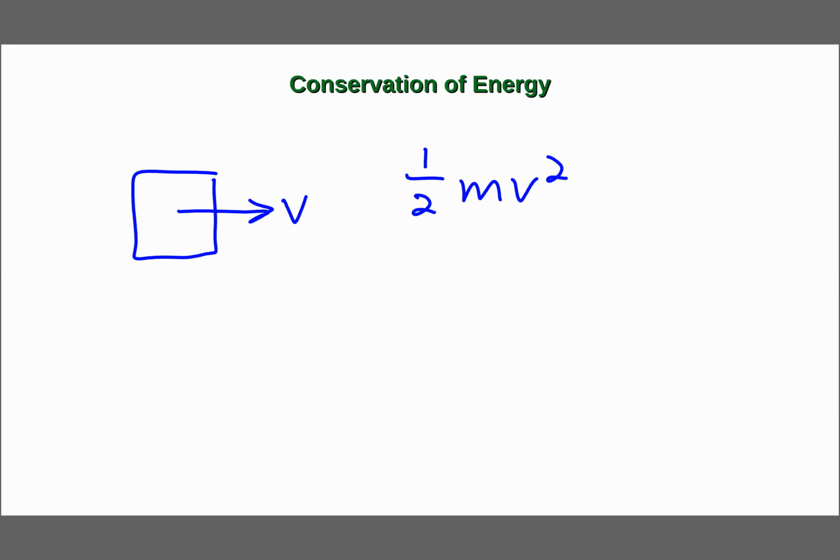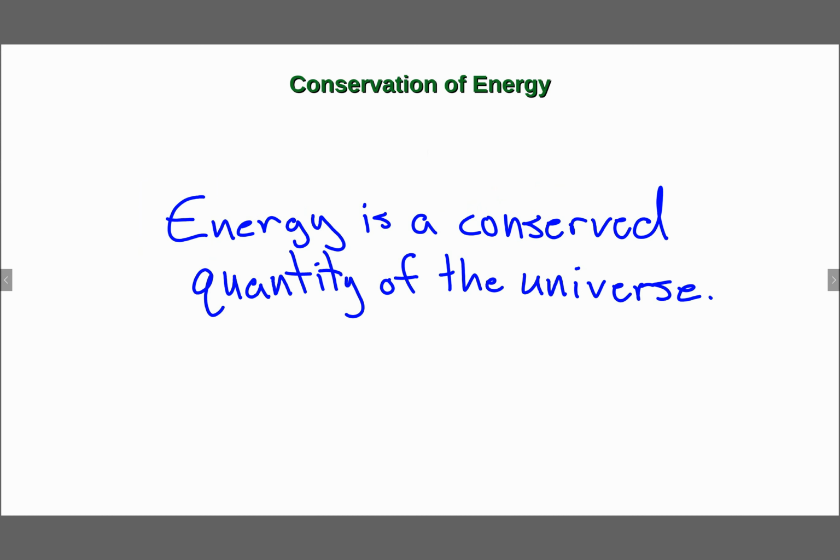But let me spoil the ending here a little bit, and I want to do this at the beginning and return to it at the end, because this is the single most important point of this section of class material. Energy is a conserved quantity of the universe. So what do we mean by conserved? It means that energy is never created or destroyed.